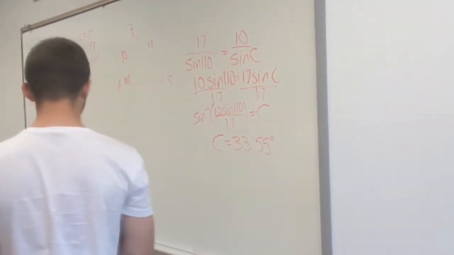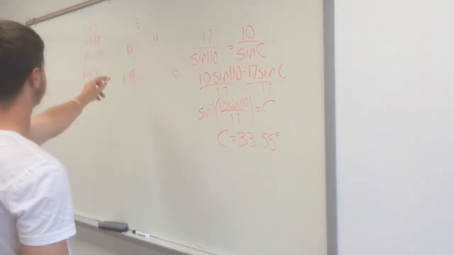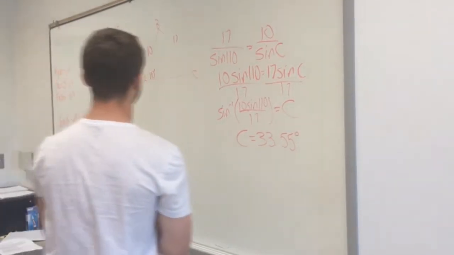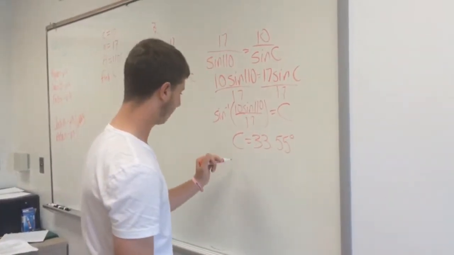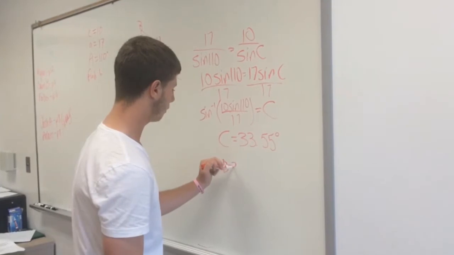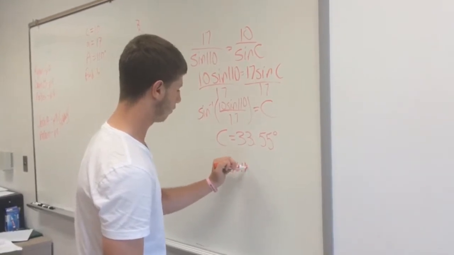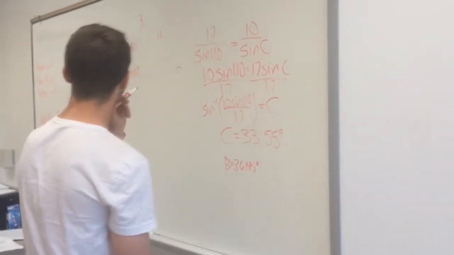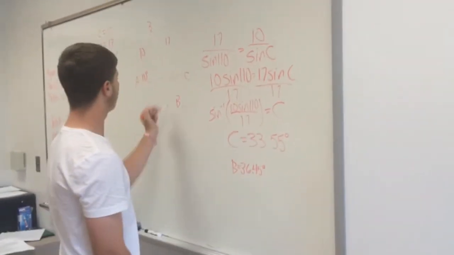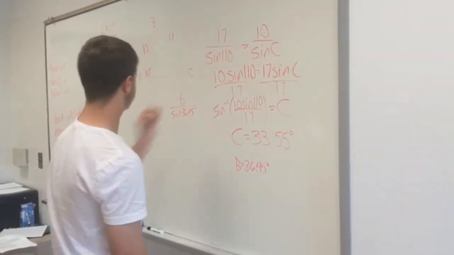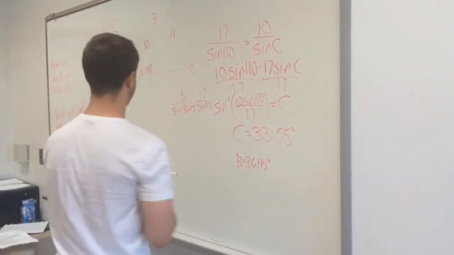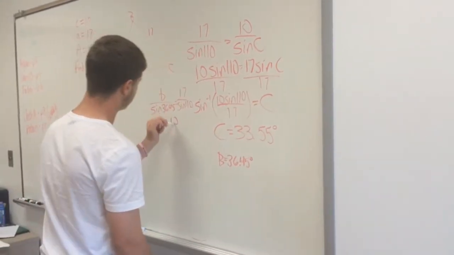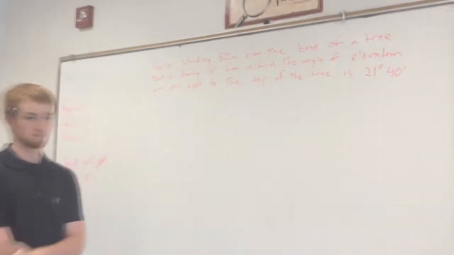Yes, so let's do that. So we're going to do 180 minus 110 minus 33.55, right? Yes, and that is 36.45. So that's the angle of B. So now how can we set up the equation to find little b? So b over sine 36.45 equals 17 over sine 110. And then cross multiply and solve for b. It is 10.7.